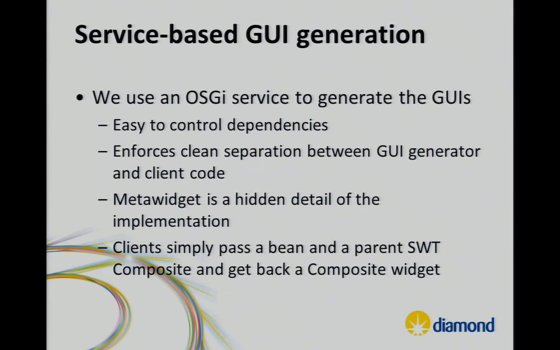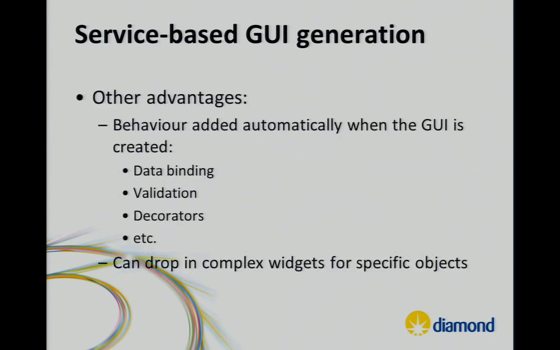How have we been doing this behind the scenes? We've been using an OSGi service to generate these GUIs. It's quite nice because it forces us to operate behind a clean interface. And within the GUI generation plugin, it's very easy to control the dependencies and make sure everything's satisfied. It enforces this clean separation between the GUI generator and all the clients. And it means that we've been able to make this MetaWidget framework a hidden detail of the implementation. Clients just pass a bean and a parent SWT composite, and they get back a composite widget, and they don't know about MetaWidget, the framework we're using behind the scenes.